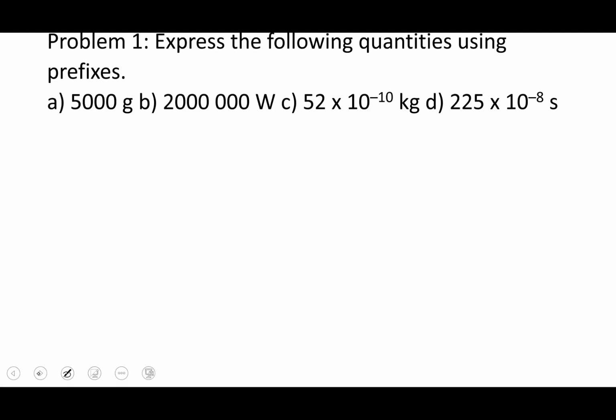First question says, express the following quantities using prefixes, which are 5,000 grams, 2 million watts, 52 into 10 power minus 10 kilograms, and 225 into 10 power minus 8 seconds.